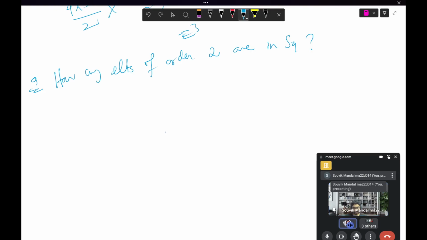Sir, in S4, what is the maximum length of the cycle? Think about it. Take it first, then whatever you got, just tell. But just completely think about it. I mean, this question is very easy, but think about it.